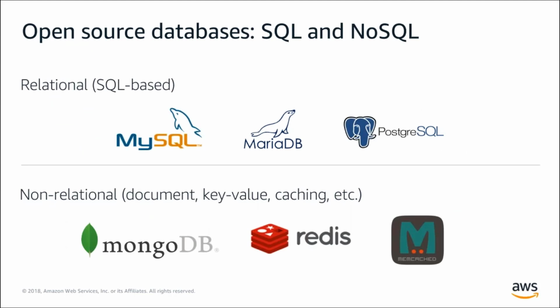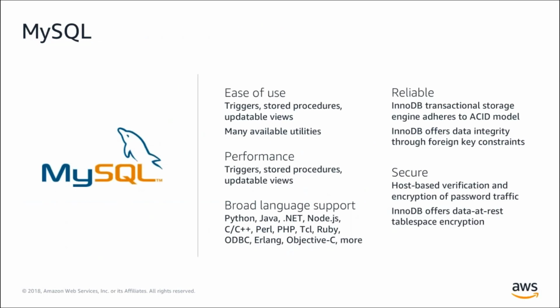So let's talk about open source databases. Broadly speaking, there are two kinds. The relational databases, which support SQL, and the non-relational databases like a document database or a key value store. In the relational databases, the most popular ones are MySQL, Postgres, and MariaDB. And in the non-relational databases, you can think of MongoDB, Redis, or Memcached, which cater to a different set of applications. Let's look at the relational databases.